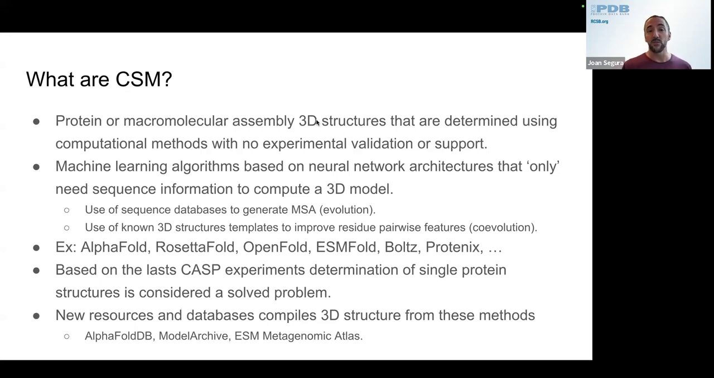But it's true that these methods work so well that in recent years, different databases have appeared compiling structures using these computational models. For example, AlphaFold DB provides a structure model for each protein in UniProt. Another example, the ESM Metagenomic Atlas, more than an active resource, was an experiment using ESM-Fold. They predicted the structures, I think, from 600 million metagenomic sequences, showing the scalability of, in this case, ESM-Fold.